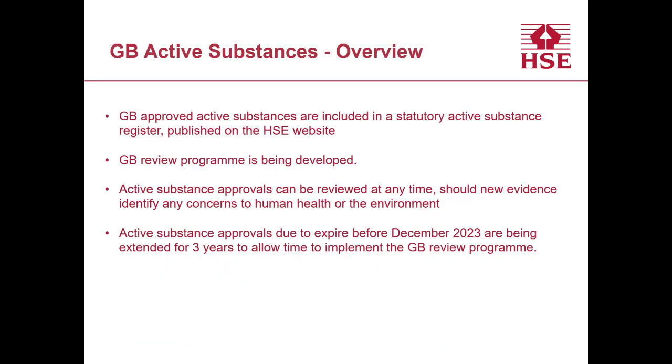Just to give you some overview of the changes to the system, we've now got a statutory active substance register which is published on the HSE website. You can find that as an Excel spreadsheet, telling you what active substances are approved in GB. We are working on a GB review renewal programme, a piece of work that we're pursuing as a matter of urgency. And of course we can review active substance approvals at any time if there's new evidence that identifies concerns to human health or the environment.